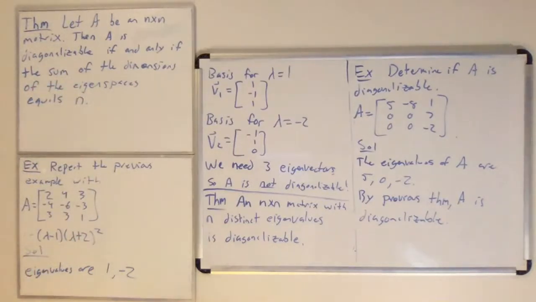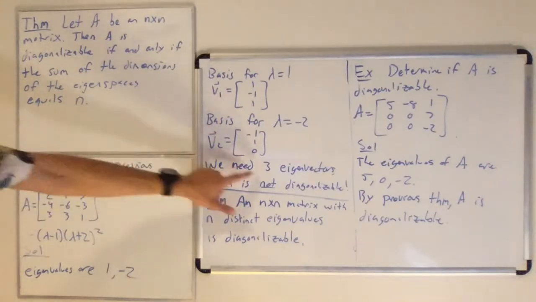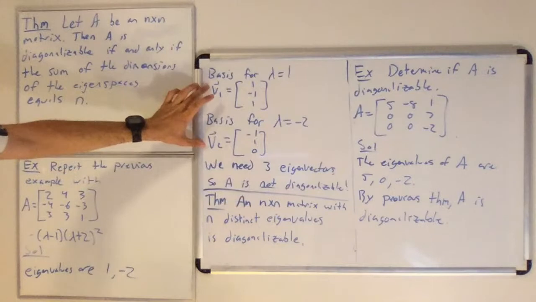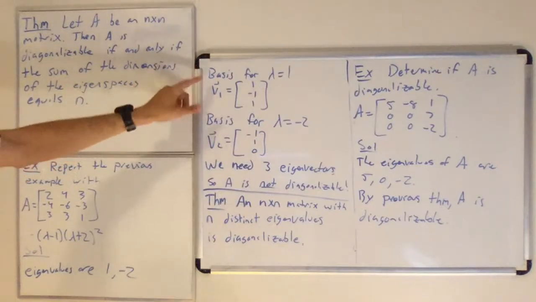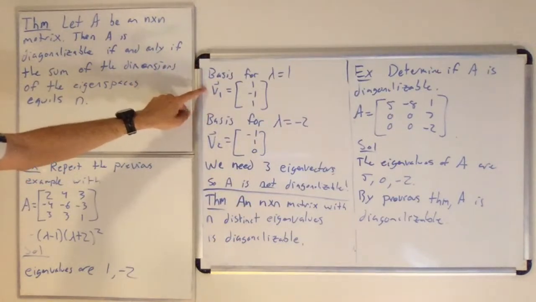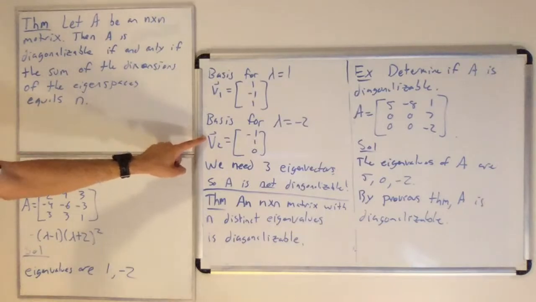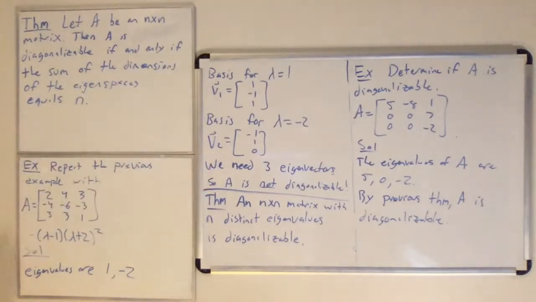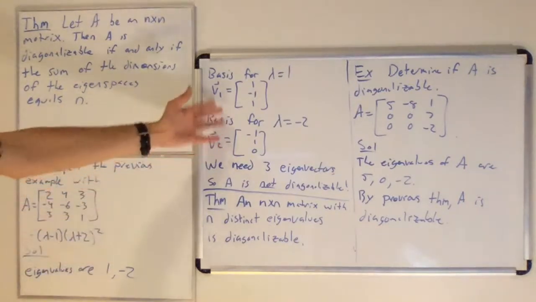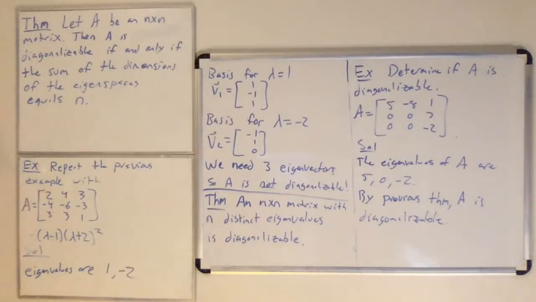Okay, so this is basically what we saw from the example previously. We needed 3 eigenvectors here. We only had 2. If we added up the dimensions, the dimension of this eigenspace was 1. The dimension of this eigenspace is also 1. 1 plus 1 is not equal to 3. So this theorem is another way to check that this matrix was not diagonalizable.